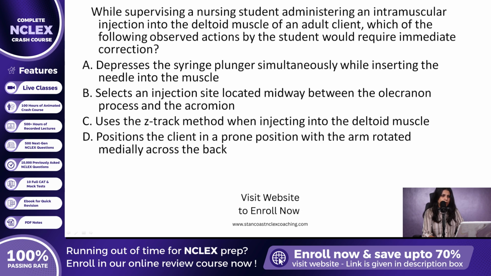Question number 2. Let us test your ability to recognize a critical safety error that could easily go unnoticed if you are not confident with injection techniques. Here is the question. While supervising a nursing student administering an intramuscular injection into the deltoid muscle of an adult client, which of the following observed actions by the student would require immediate correction? Let us go through the choices carefully and figure out which one indicates a serious error in technique.